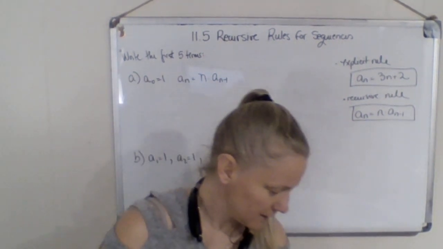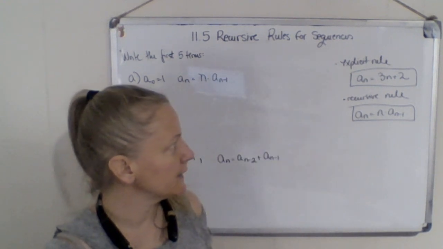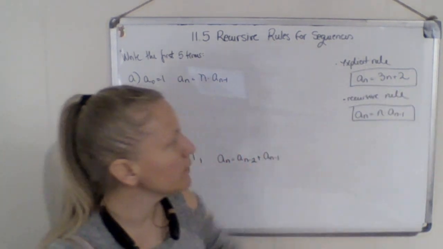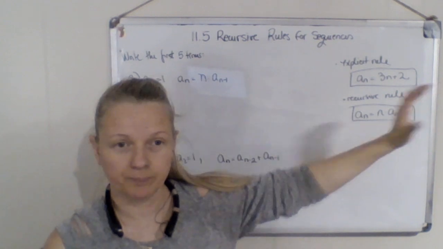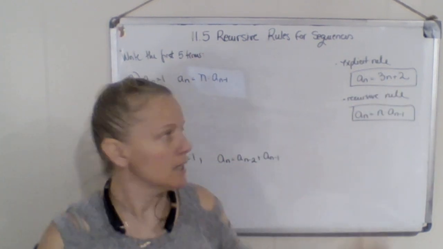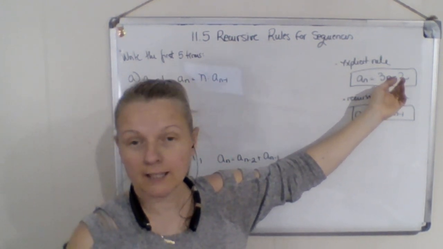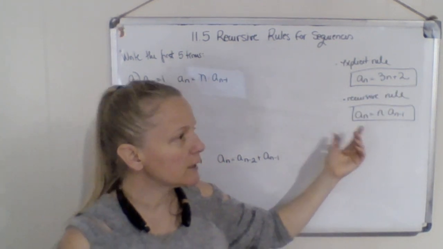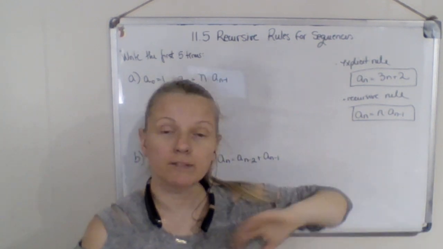10.5, the last subchapter from this chapter, talks about recursive rules for sequences. Up until now we had explicit rules. This is just an example, and really what it tells you is that the nth term of that sequence depends on how many terms are in the sequence. So an was directly dependent on n, the number of terms in that sequence. With the recursive rule, your an term depends on the previous one or previous more terms.